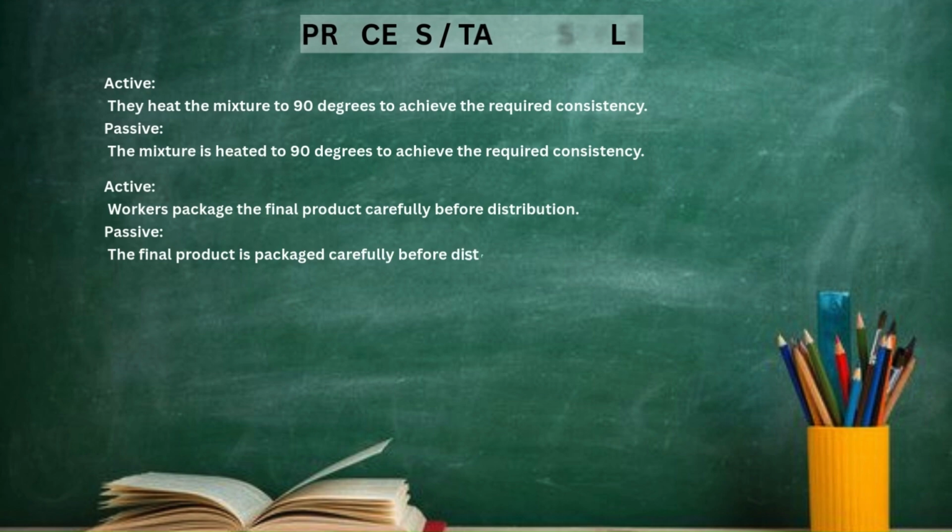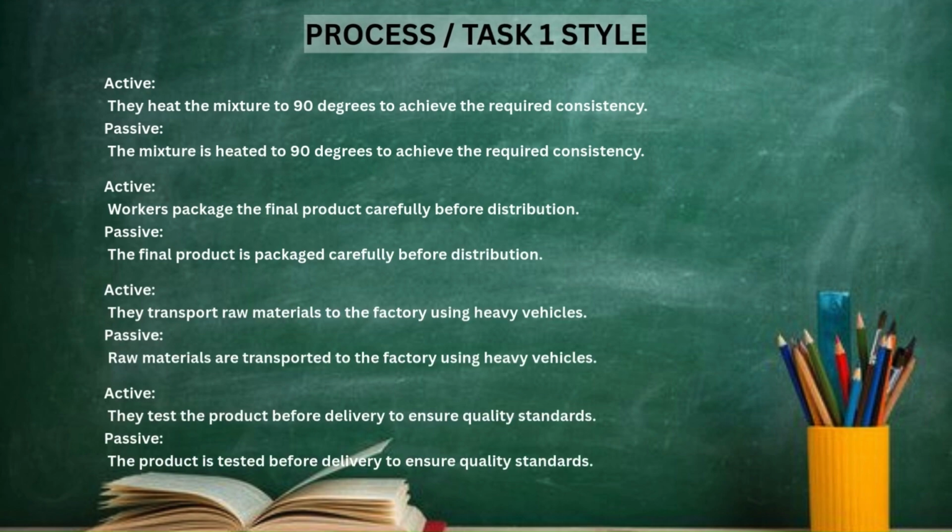Now we show the process and Task 1 style. Example number 1. Active. They heat the mixture to 90 degrees to achieve the required consistency. In passive, the mixture is heated to 90 degrees to achieve the required consistency.